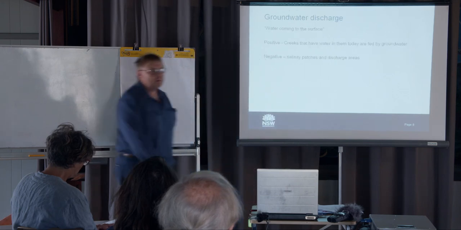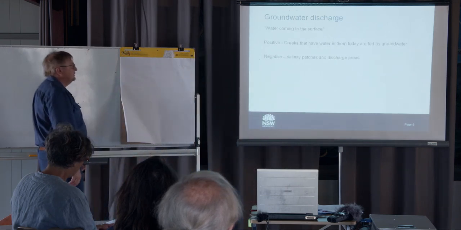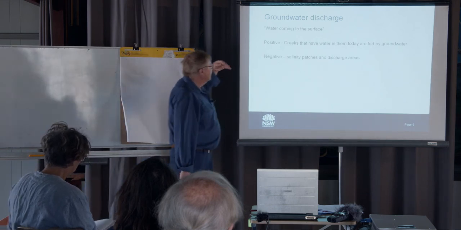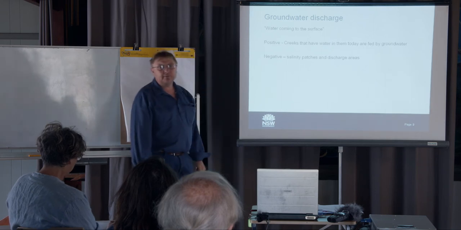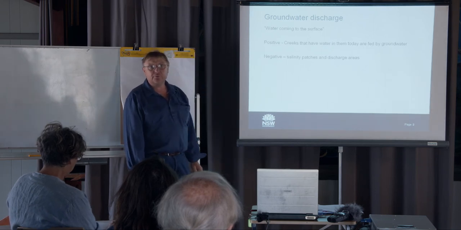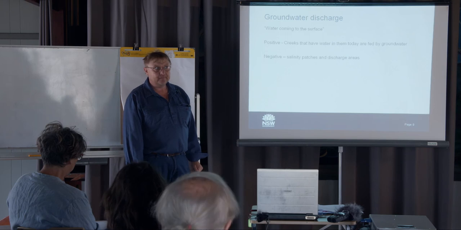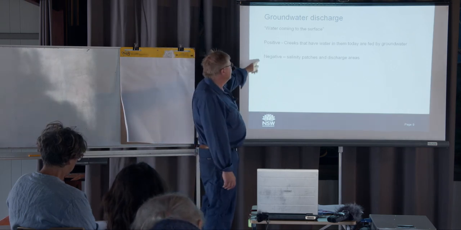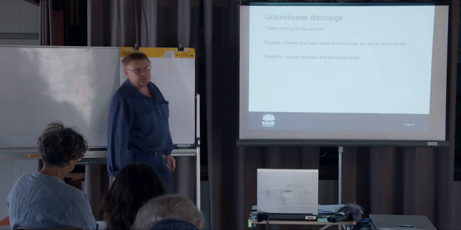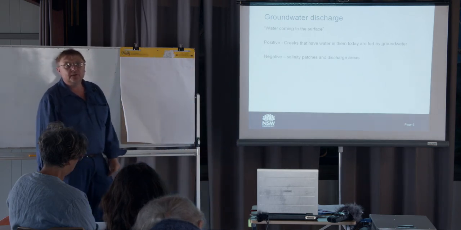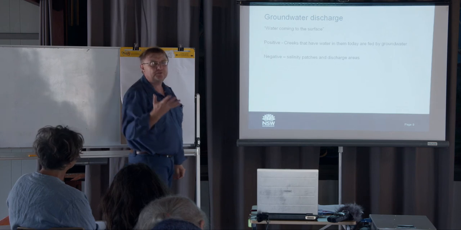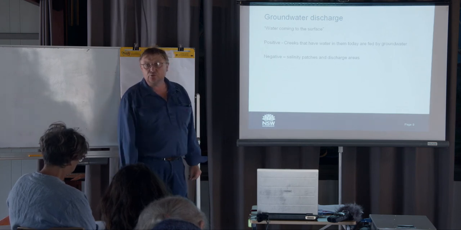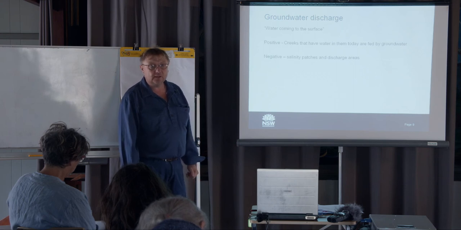Then we talk about groundwater discharge, water coming to the surface. It's a natural process. The creeks that were running in December wouldn't be there if it wasn't for groundwater discharge. Right? They're groundwater-fed creeks. When we have maybe too much groundwater discharge, we get salinity. We get salty water coming to the surface, usually away from creeks, and creating salt patches, and I'll talk a lot more about that. Okay?